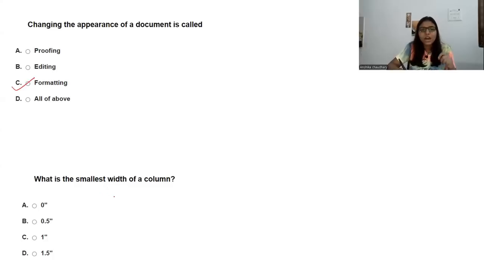The next question is: what is the smallest width of a column in Word? It is 0.5. 0.5 is the smallest width of the column. With this, you have to see the largest width of the column as well, so that you can prepare two questions with the help of one question only.